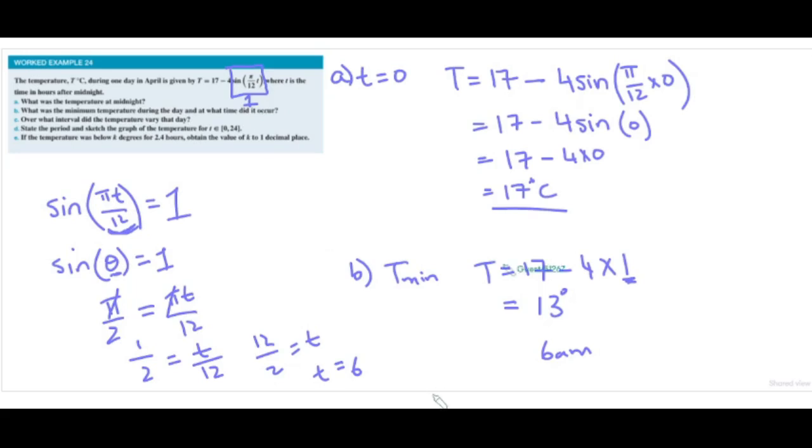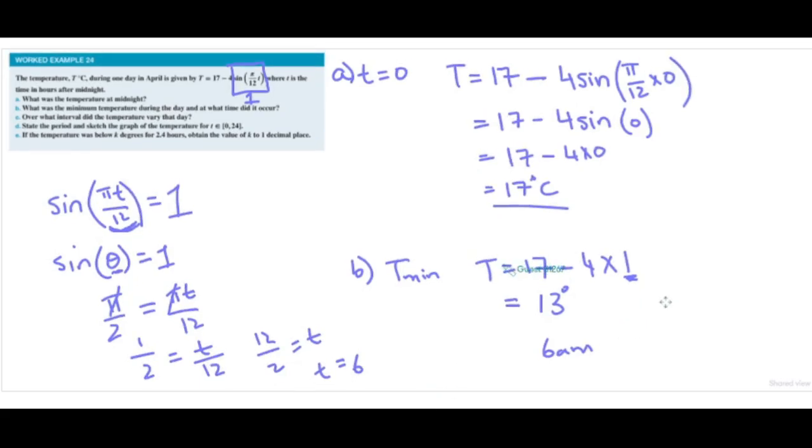Okay, and then over what interval did the temperature vary that day? Is that just the period? Not the period, the temperature, so the range.